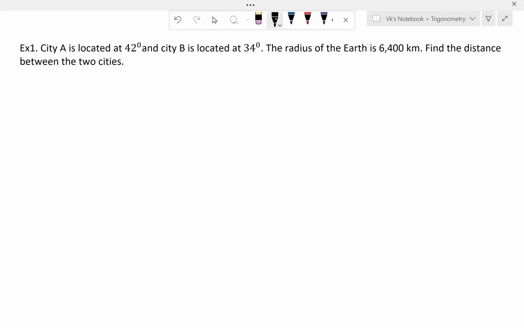Let's sketch out the Earth circle. Okay, so that's the center right here. We have a CDA at a 42 degree. So the CDA. CDB is at a 34 degree. The distance between them is the arc length D.